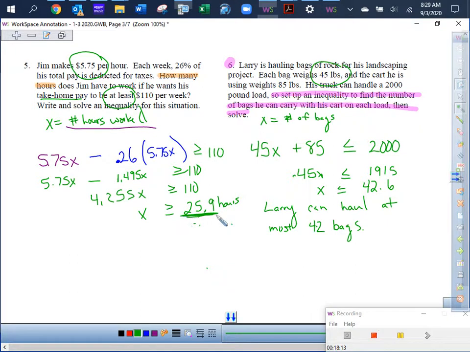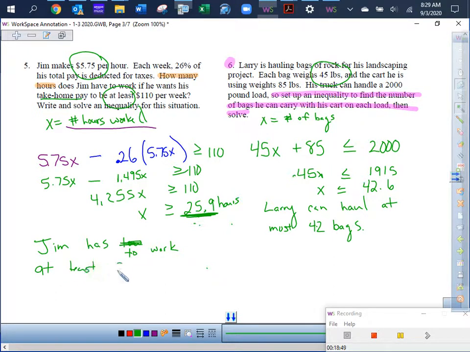This means that old Jim here has to work what kind of hours? More or less than 25.9 hours? Yeah, so we'll answer it that way. Jim has to work at least 25.9 hours for the minimum of the $110 per week. We'll just shorten the sentence up. So Jim has to work at least, or a minimum of, however you want to say it, 25.9 hours.